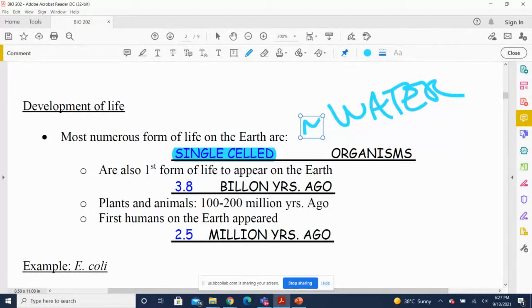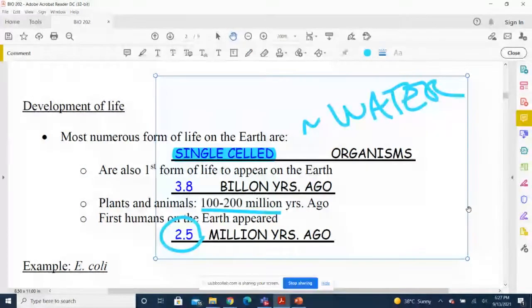In terms of plants and humans, we have to come much closer in history, and this is really, on a bigger scale, fairly close, as 100 to 200 million years ago. And it is only about 2.5 million years ago that the first humans appeared on the Earth. So if you look at the whole history of our universe, of our Earth, and life on Earth, humans represent a very, very, very small part of that.